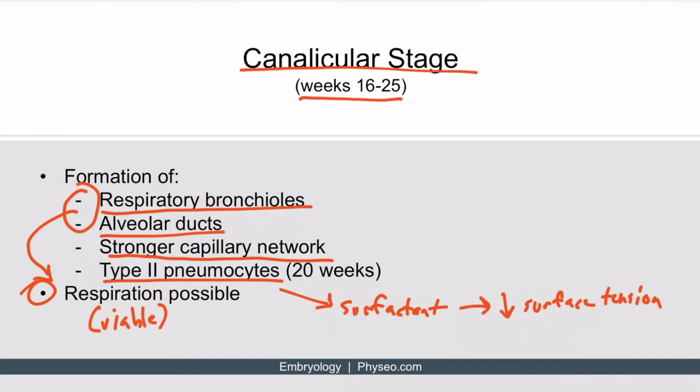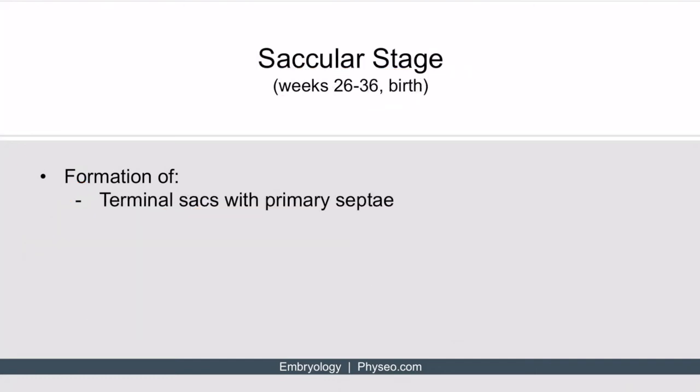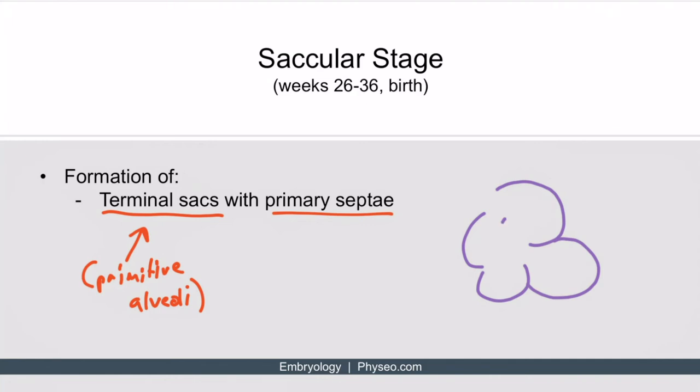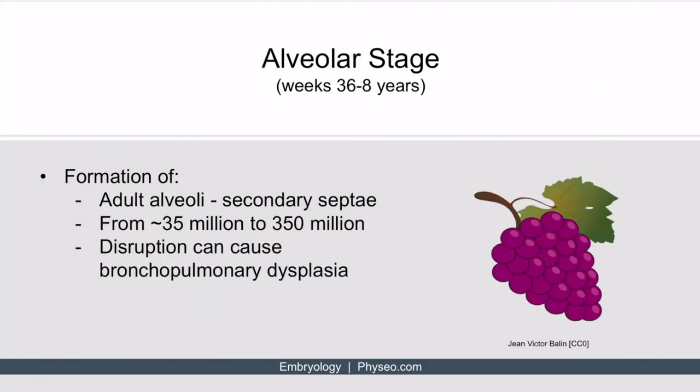Now let's move on to the saccular stage. During this stage, the terminal sacs form, and these are considered primitive alveoli. And they are said to have primary septae because they have not yet separated into mature alveoli. So at this stage, you can think of these terminal sacs as big grapes that haven't yet separated. But in the last stage, the alveolar stage, we get the secondary septae. So you get what look like actual grapes.